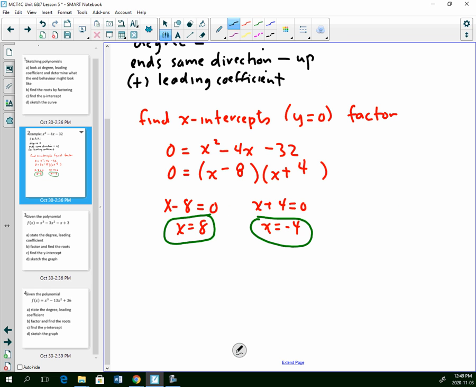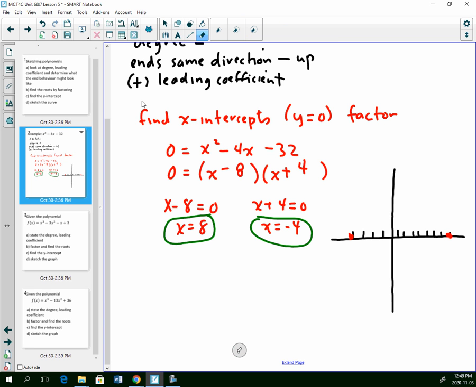So I'll start the sketch over here. I've got one x-intercept at 8 and one at negative 4. So we'll plot those on there.